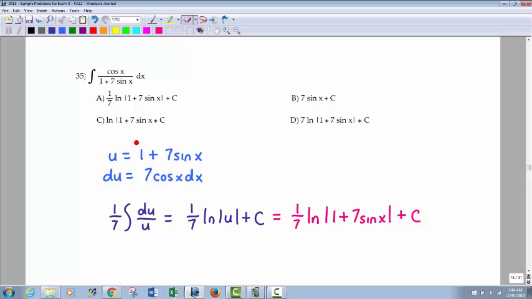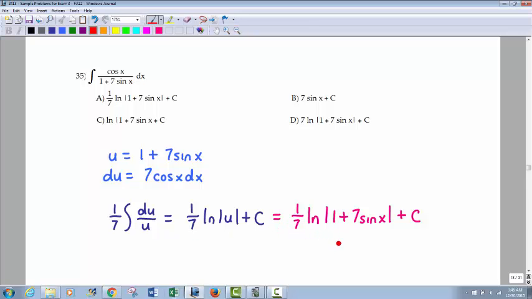All right, so let u be 1 plus 7 sine of x. So du would be 7 cos of x dx. So I have to divide by 7. There's where the 1 over 7 is coming from. So it's 1 over 7 du over u. And since that's u to the first power, du over u is the same thing as saying u to the negative 1 du. That makes it natural log. So it's 1/7 natural log of u plus c.